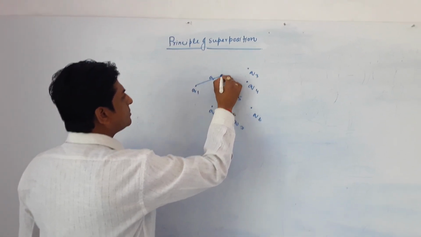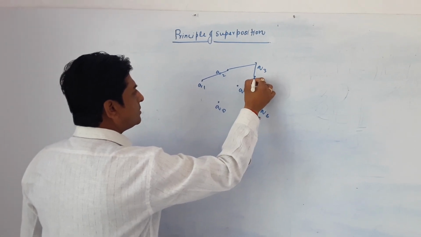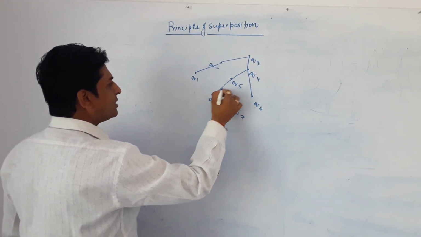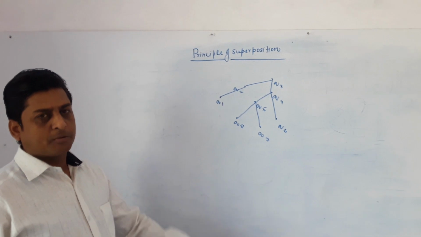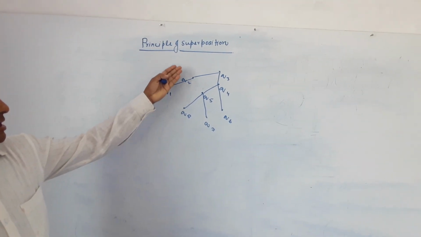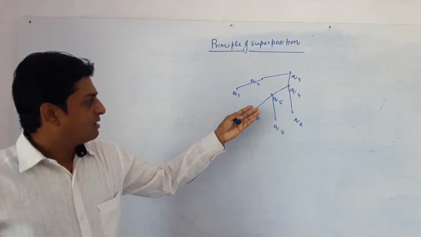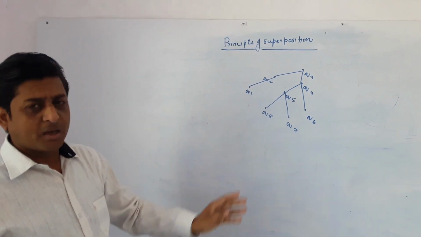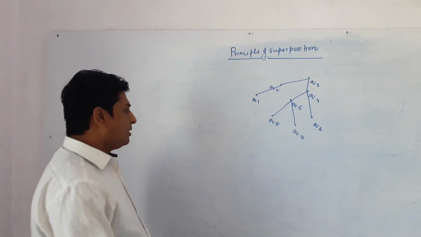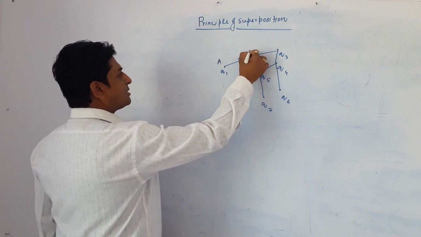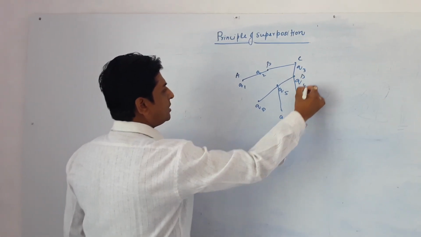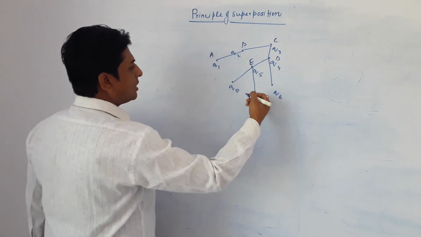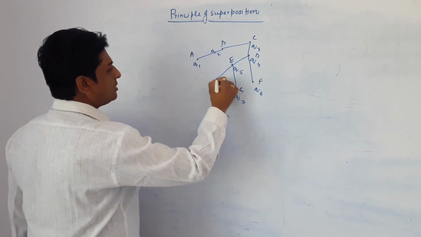And there are several distances among the charges. In this way you can draw. Let this distance be R1, this is R2, R3, R4, R5, R6, R7, R8. In this way you can just show the distances. Let this point be A, this point B, C, D, E, after that F, G, H.